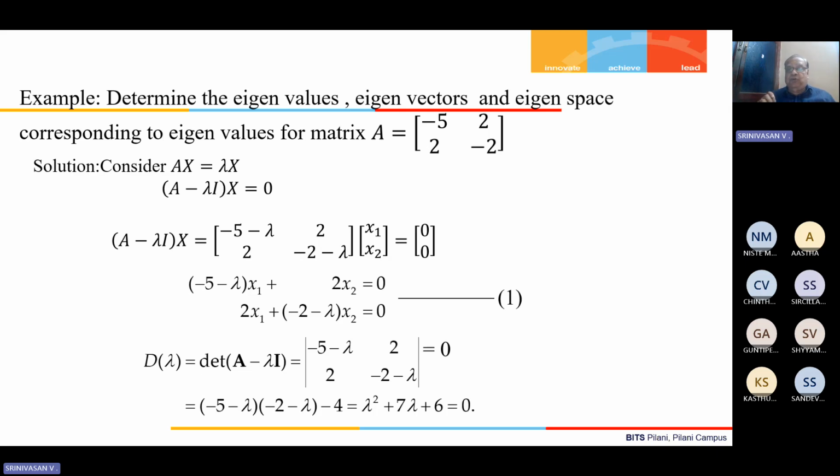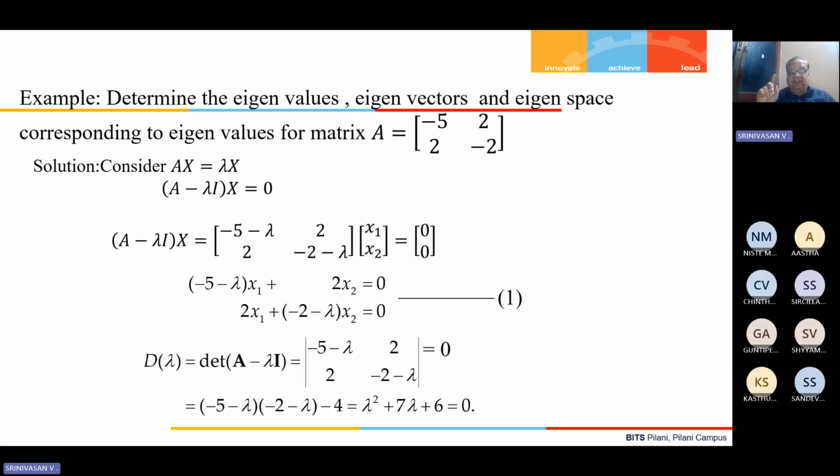Many of you are in the habit of writing, when you do it by factorization, simply lambda equal to 1, lambda equal to 6. This is a very commonly occurring mistake that we have been finding quite often in the solutions in the examinations.